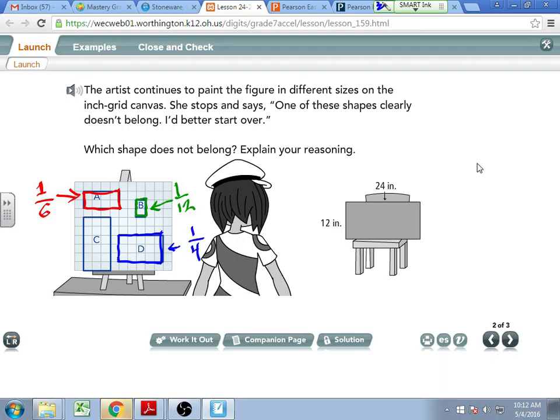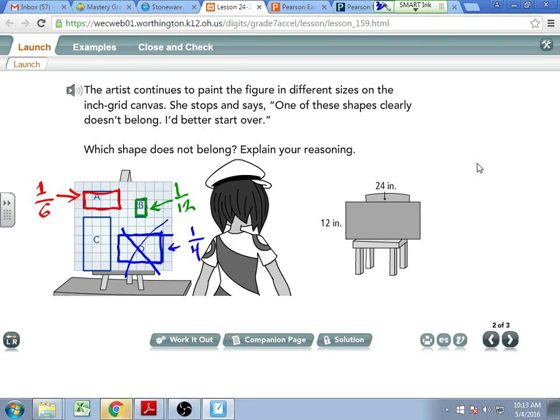Let's check it. 12 divided by 4 gives me 3. Boom, that works. 24 divided by 4 gives me 6. He cut off part of the shape. Wait. My length here should come out to here. So D does not work actually because the scale factor does not match when we go to do the length.